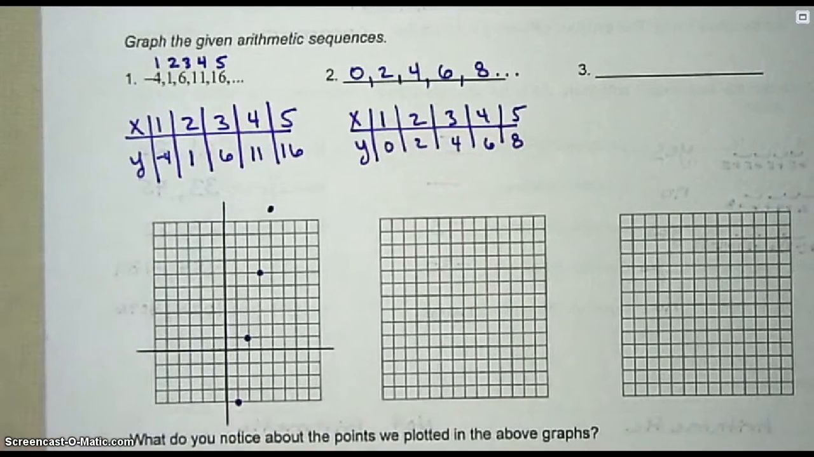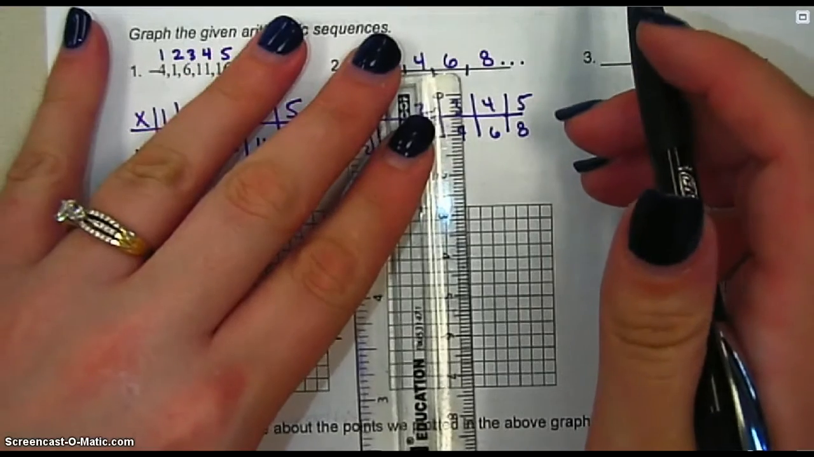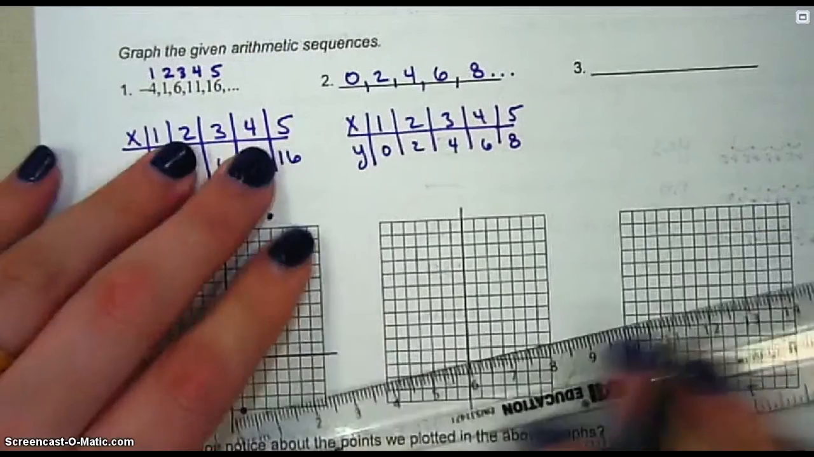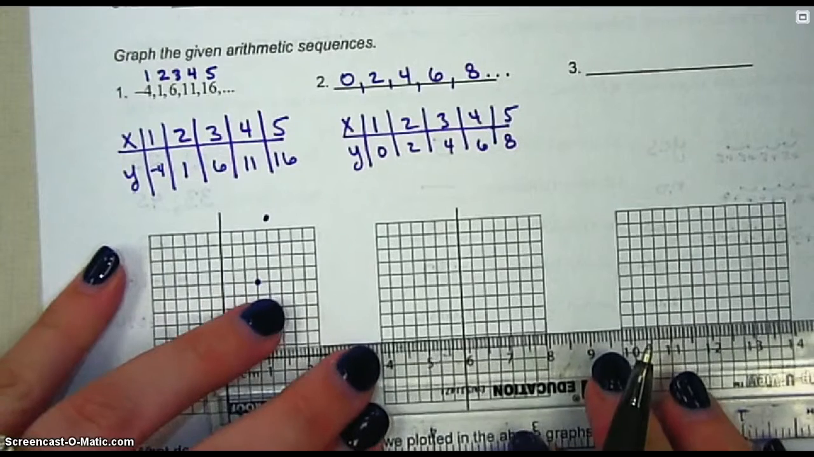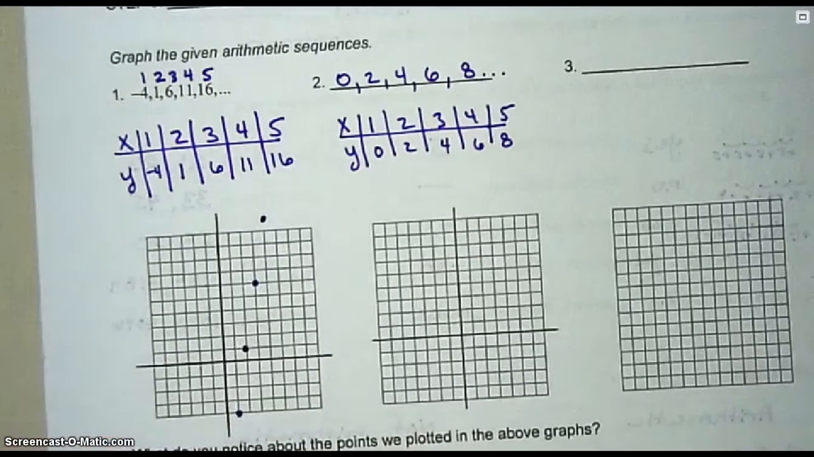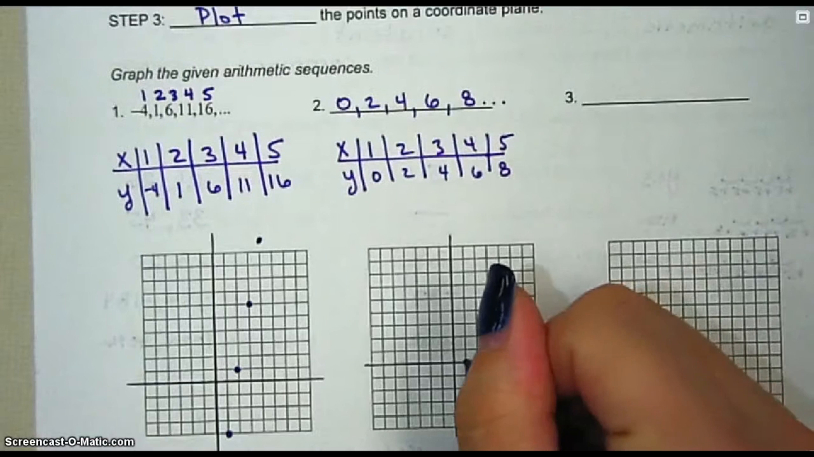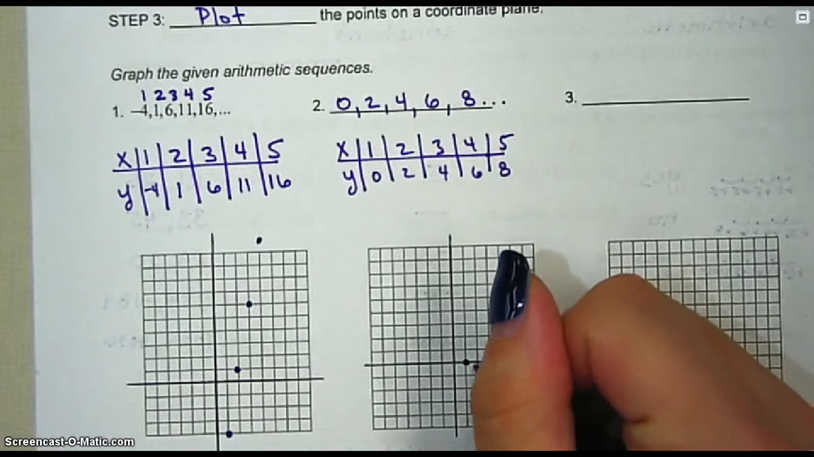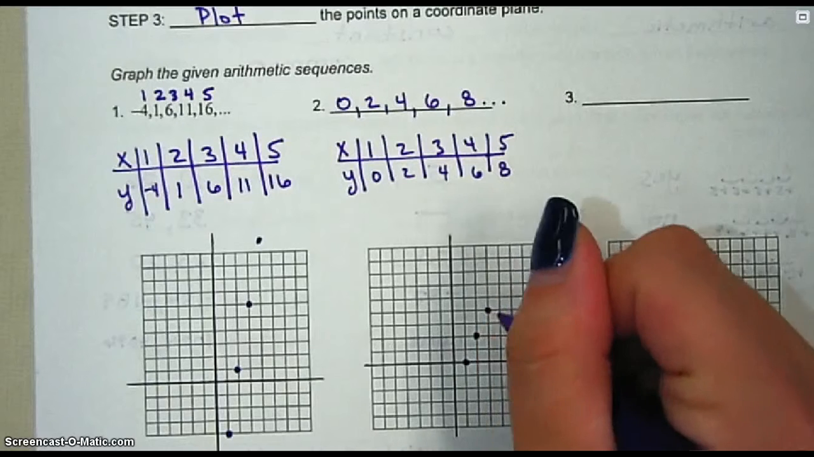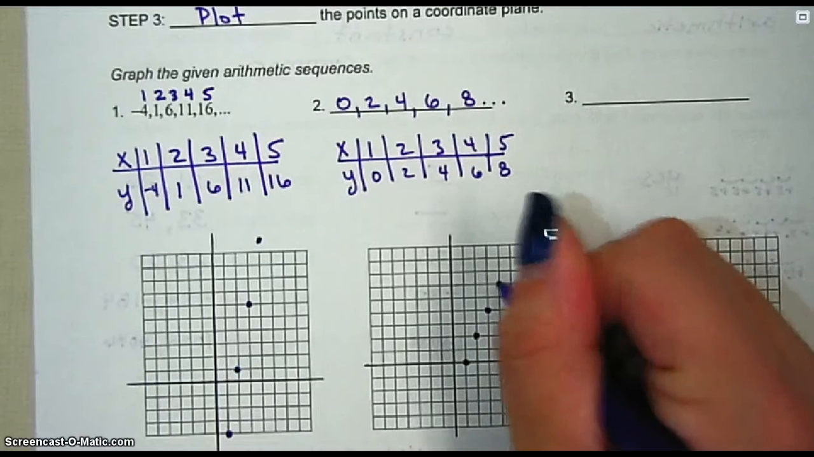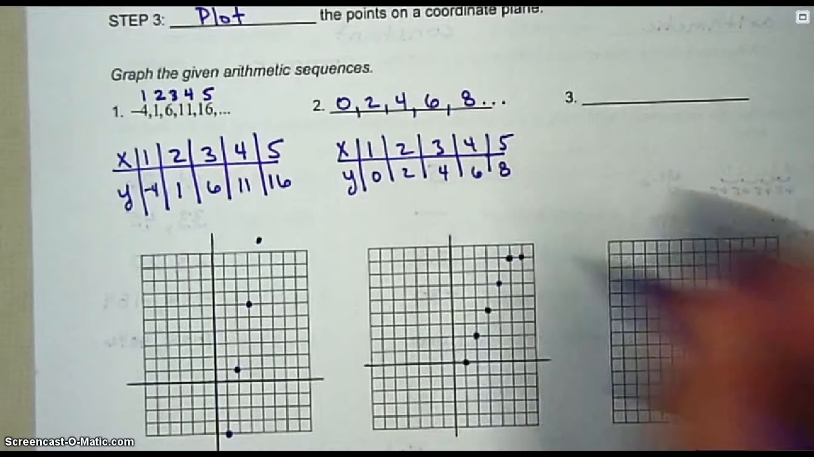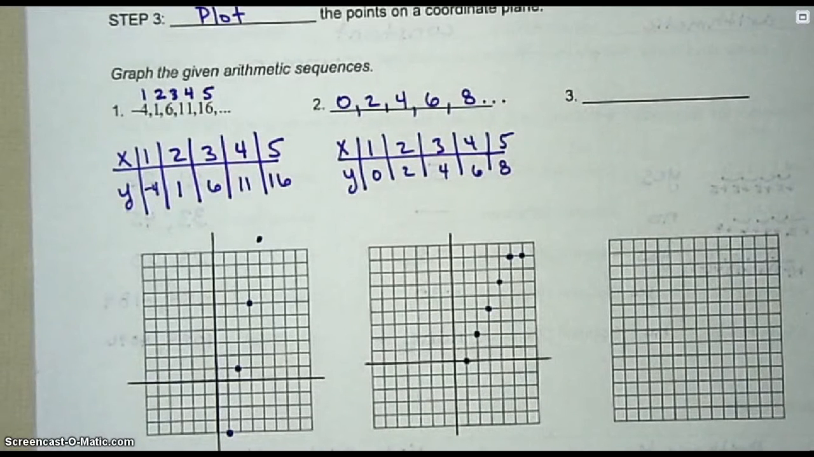I'm going to draw my axes in. So 1, 0, it's right there. 2, 2. 3, 4. 4, 6. And 5. Oops, I went over a little too much there. 5, 8. So there's my graph.